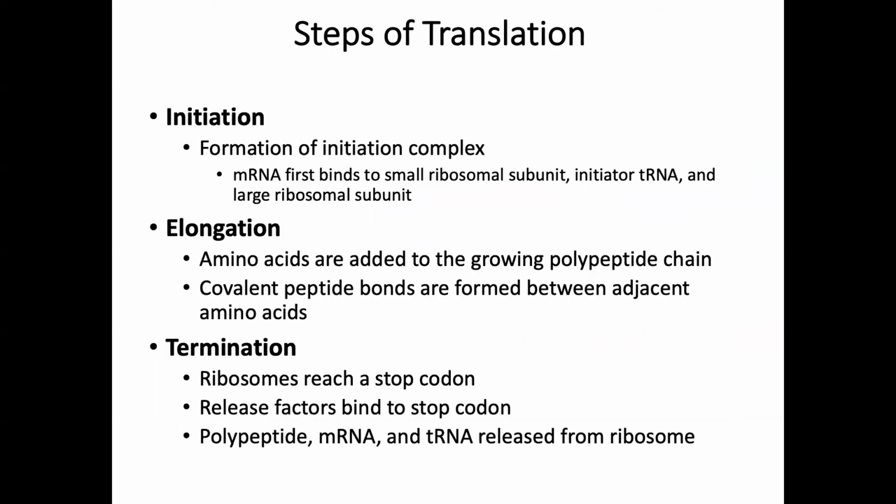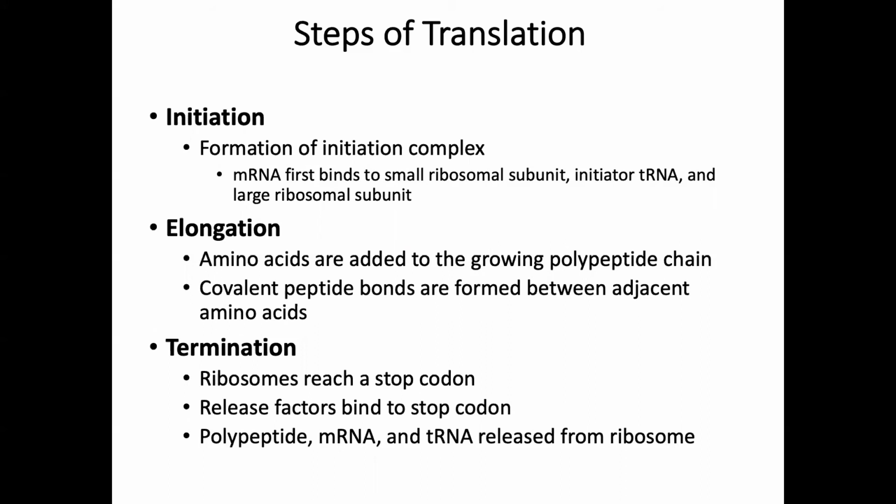Okay, now we have learned all these components in translation. Let's see the major steps in translation. Same as transcription, translation also has three steps: initiation, elongation, and termination, all right? During initiation, the ribosome assembles around the target mRNA. The first tRNA, known as the initiator tRNA, attaches at the start codon AUG.